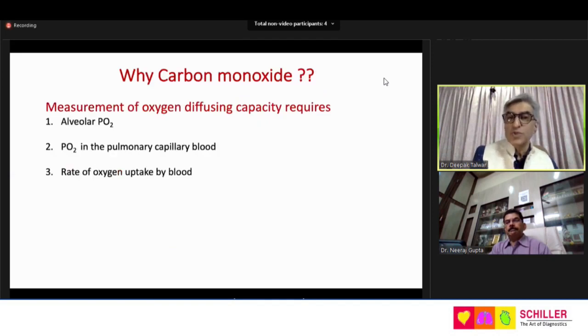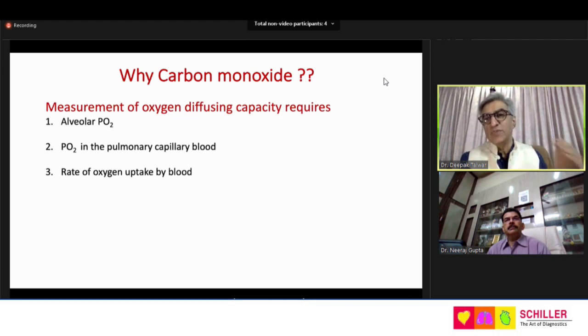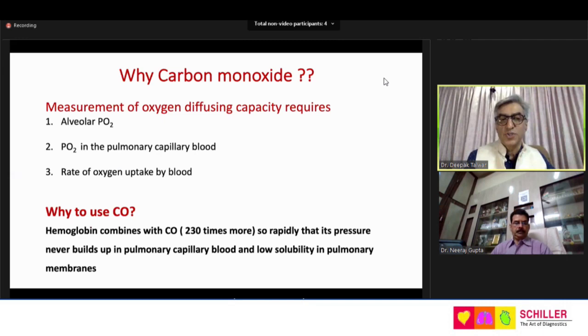So that brings us to, why we have a carbon monoxide 0.3% here. Because the measurement of oxygen diffusion capacity requires alveolar oxygen, oxygen in the pulmonary capillary blood, as well as the rate of oxygen uptake by the blood. Now, whatever is the rate of carbon monoxide, that is what is going to determine the rate. So basically they're parallel. So that is why carbon monoxide is used, because hemoglobin will combine with carbon monoxide very, very quickly. This is almost 230 times more. And it is so rapidly that the pressure never builds up. There is no back pressure of carboxyhemoglobin there in the capillary blood flow.